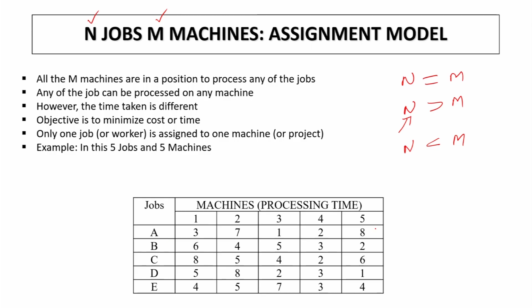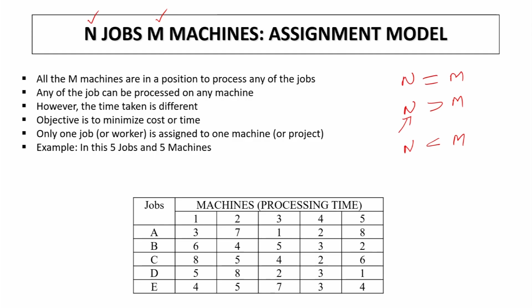Similarly, on machine 1, job A is taking 3 hours, job B is taking 6 hours, job C is taking 8 hours, job D is taking 5 hours, and job E is taking 4 hours. So, the time taken is different. The objective is to assign the jobs to different machines in such a manner that the total time taken is minimum, or, if it is a cost metric, that the total cost is minimum.